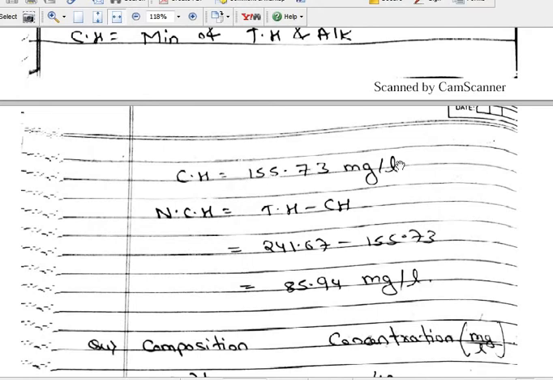Once you have got the carbonate hardness, it is very easy to find the NCH, meaning non-carbonate hardness, because it is the difference of total hardness and carbonate hardness. So definitely it is 241.67 minus 155.73, which is equal to 85.94 mg per liter. So I hope it is clear to you. If it is not clear to anyone, you can ask me.